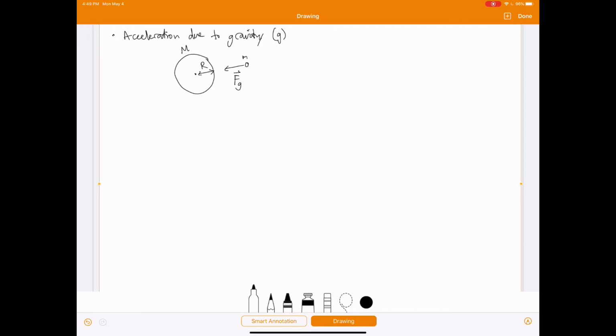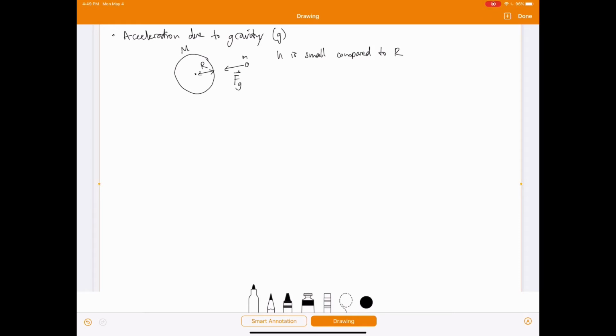And of course, lowercase m is going to be feeling a force, an attractive force of gravity towards the big mass. Okay? So the assumption that we're going to make here is that the height off of the surface of the big object is small compared to the radius of that big object.